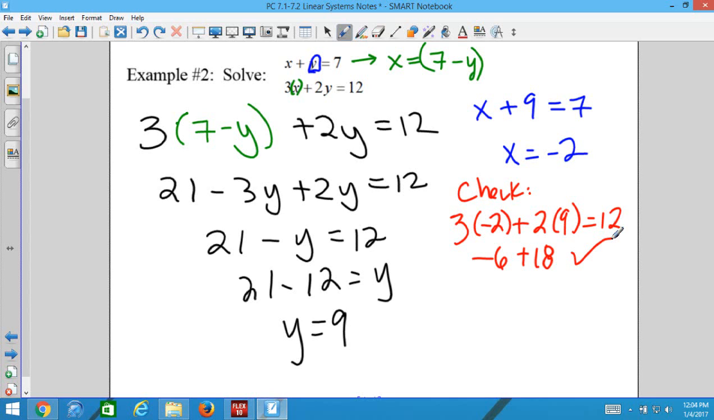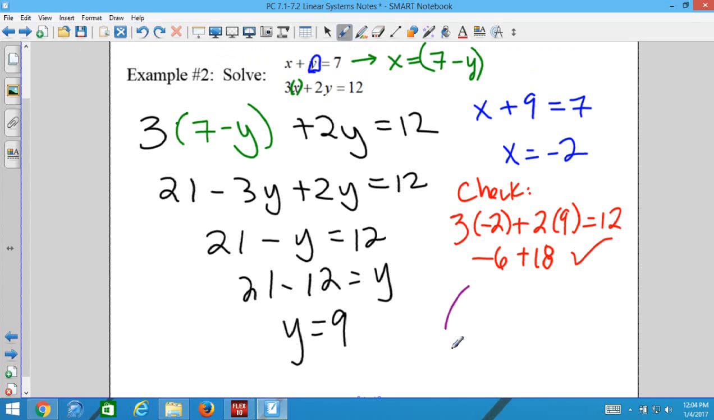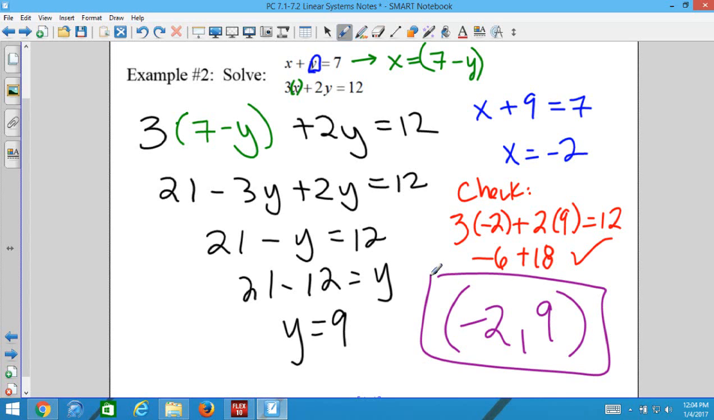So it does check. So now I know I have the correct answer. I'm going to write it as an ordered pair. This is an Algebra 1 content question. If you do not write it as an ordered pair, you will get it wrong. You should know it by your 4th year of math. Right? Yes. Okay. So make sure you write your answer as an ordered pair.